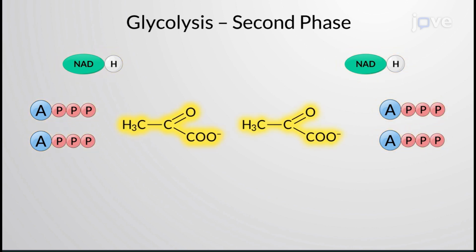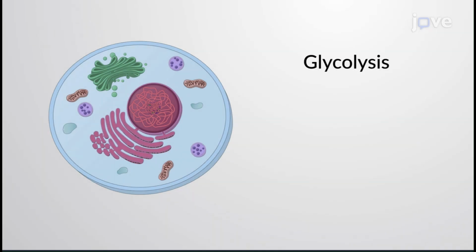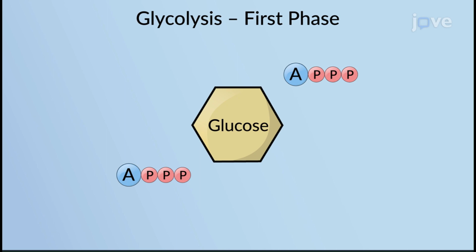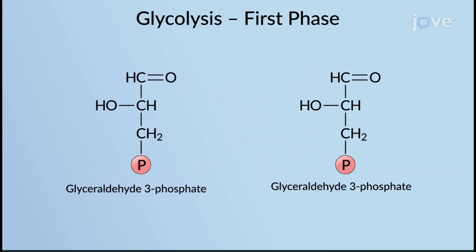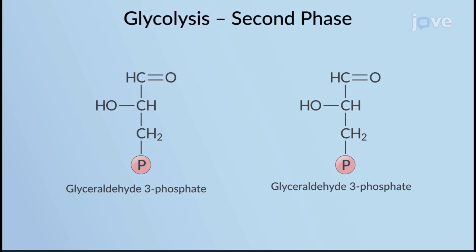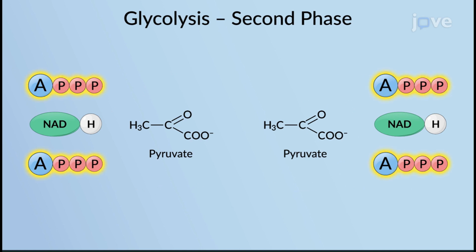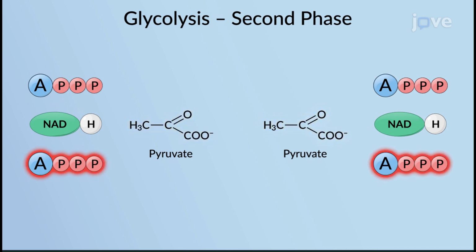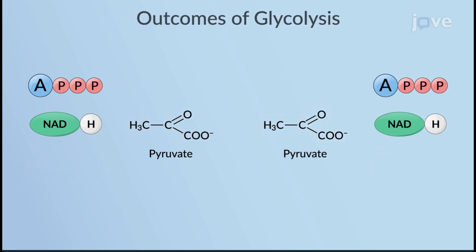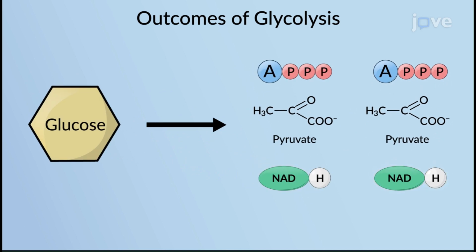So, in summary, glycolysis can be divided into 2 phases, the energy-requiring phase and the energy-releasing phase. In the first phase, 2 ATP molecules are used to split the glucose into 2 molecules of glyceraldehyde 3-phosphate. In the second phase, the intermediate sugar is further catabolized to produce 4 ATP, 2 NADH, and 2 pyruvate molecules. Because 2 ATPs are consumed in the first phase, the net yield of glycolysis is 2 ATPs, 2 pyruvates, and 2 NADHs. But glycolysis extracts less than a quarter of the energy stored in the glucose molecule.